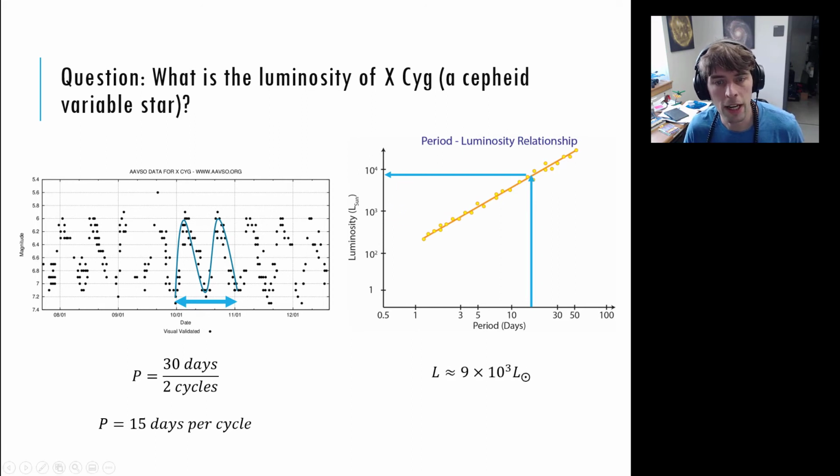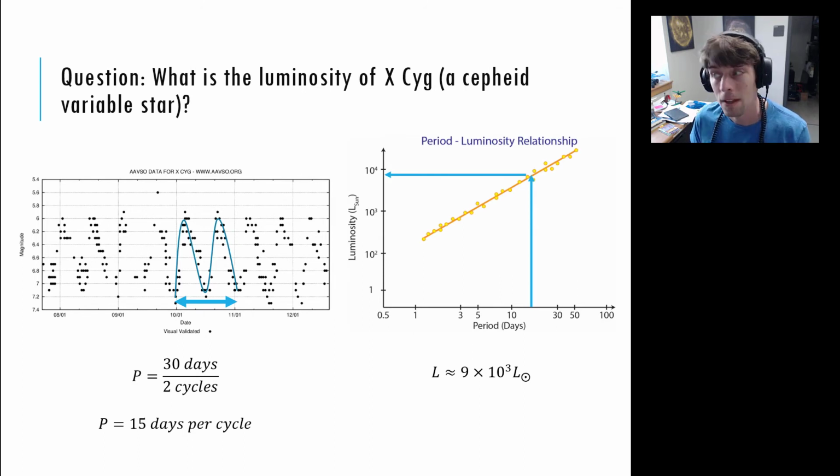Now notice the luminosity here is given in terms of the solar luminosity, the total luminosity of the sun. So this variable star, reading the period from the light curve and using the period luminosity relationship, I estimate that the luminosity of this star is roughly 9,000 times the luminosity of the sun. Good so far?